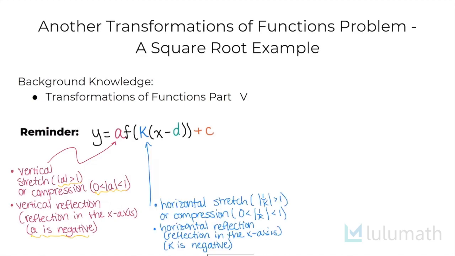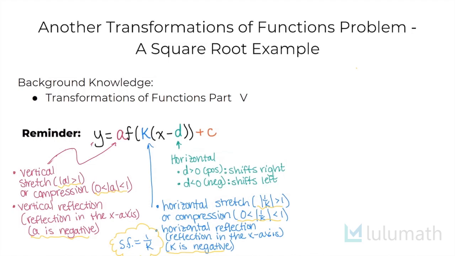Now the k value represents a horizontal stretch, and a really important reminder is that the scale factor has to be 1 over k. You must do the inverse operation for our horizontal transformations. So if the absolute value of 1 over k is greater than 1, then it is a stretch. And if the absolute value of 1 over k is between 0 and 1, then it is a compression. And it could also represent a horizontal reflection if the k value is negative. And just a reminder that a horizontal reflection is a reflection in the y-axis.